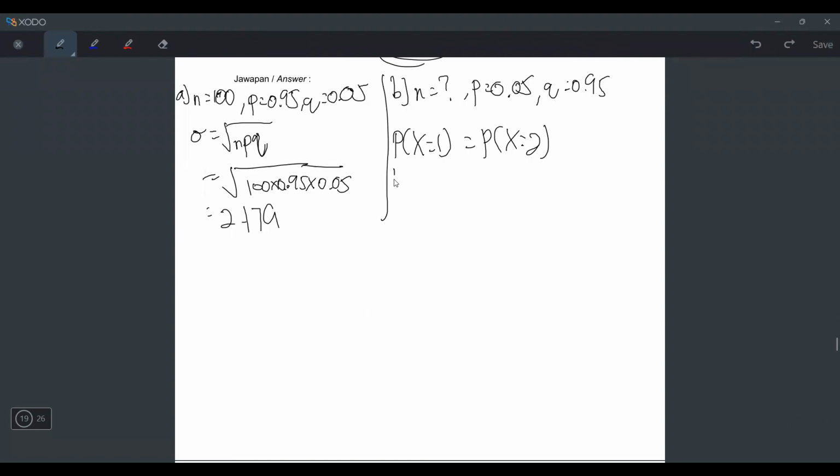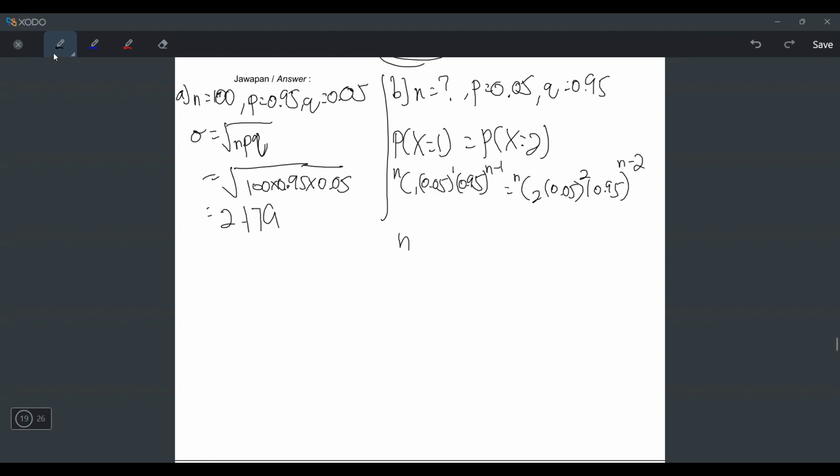Now I will use the formula nC1 bracket, here write P, here write Q, and my P will be 0.05, the missing probability, and Q will be 0.95. Here 1, here also 1, and then n minus 1. Let's go to the other side, P(X=2). So nC2 bracket, here 0.05, here 0.95, here 2, here also 2, and here n minus 2.